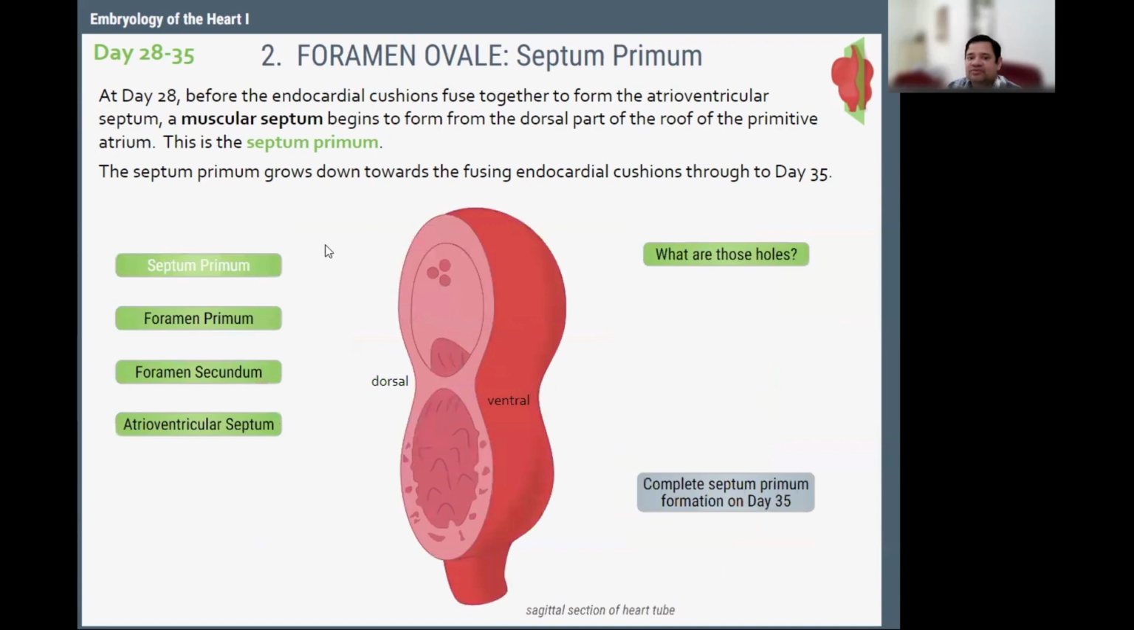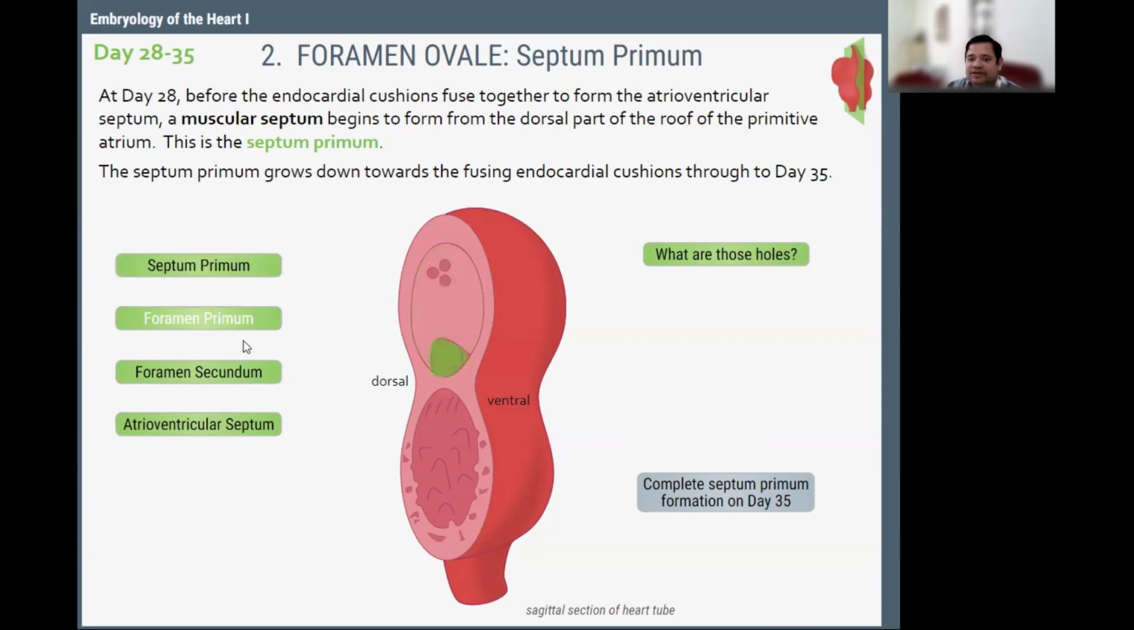Next, what we have to see? Next, all things will be fine, like septum primum. This part is septum primum. Before the endocardial cushion fuses together to form the atrioventricular septum, a muscular septum begins to form from the dorsal part of the roof of the primitive atrium, and this is called septum primum. Where will septum primum go? It will join the endocardial cushion by day 35. This curtain-like structure is called septum primum.